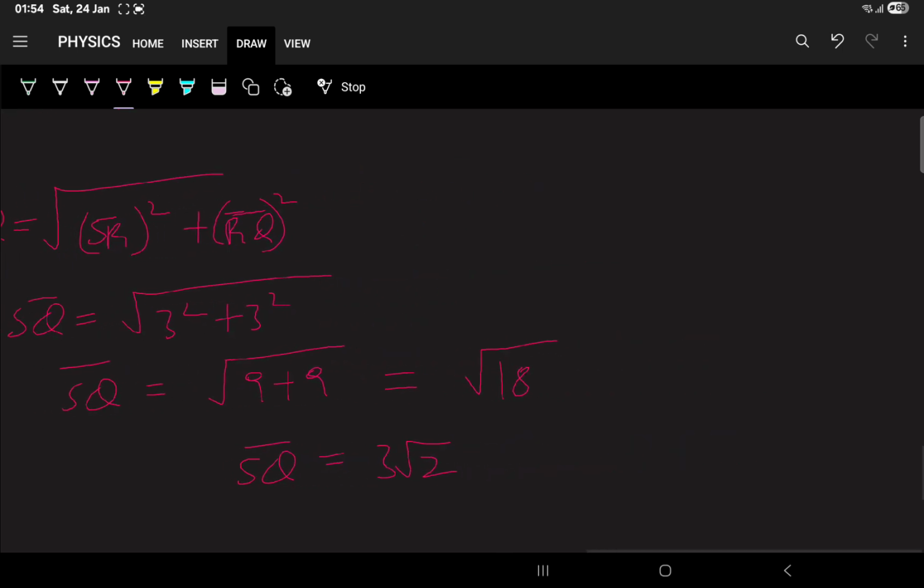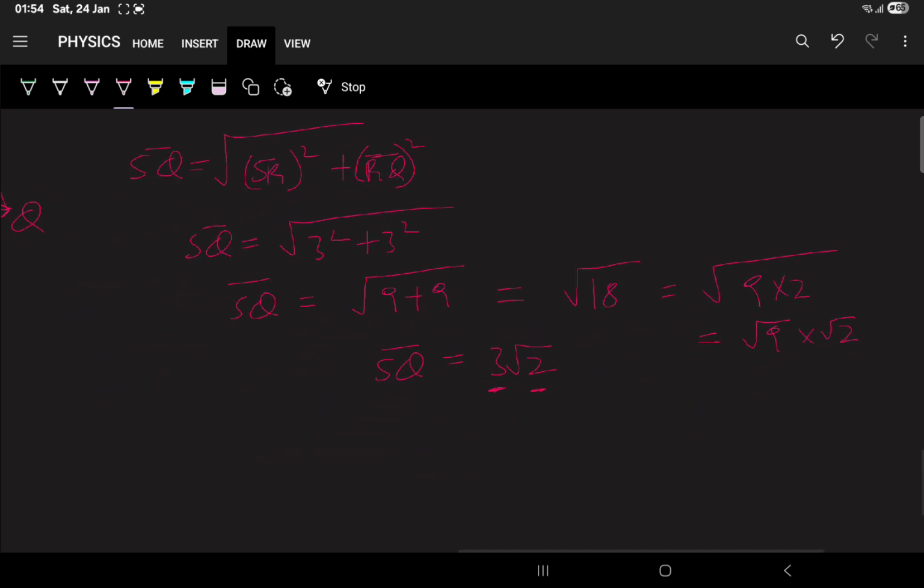This will equal, 18 is 9 times 2. This simplifies to the square root of 9 times the square root of 2. The square root of 9 is 3. Then we have root 2 here.